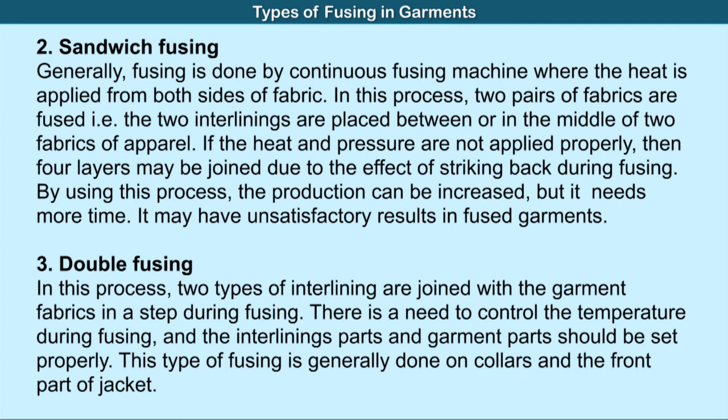If the heat and pressure are not applied properly, then four layers may be joined due to the effect of shrinking back during fusing. By using this process, production can be increased but it needs more time. It may have unsatisfactorily fused garments. Double fusing. In this process, two types of interlinings are joined with the garment fabrics in one step during fusing. The temperature needs to be controlled during fusing, and it must be able to set the interlining parts and garment parts properly. This type of fusing is generally done in the collar and front part of the jacket.